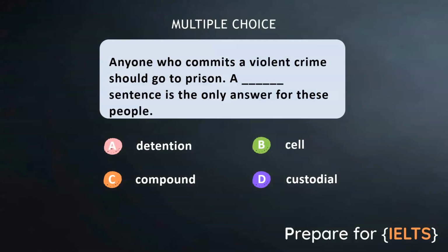Question 1. Anyone who commits a violent crime should go to prison. A something sentence is the only answer for these people. So we need a word indicating that they go to prison. The answer is, of course, a custodial sentence. We could say a prison sentence, but custodial sounds more formal.